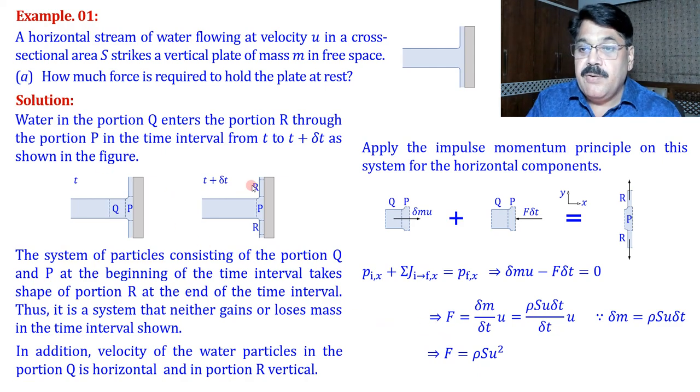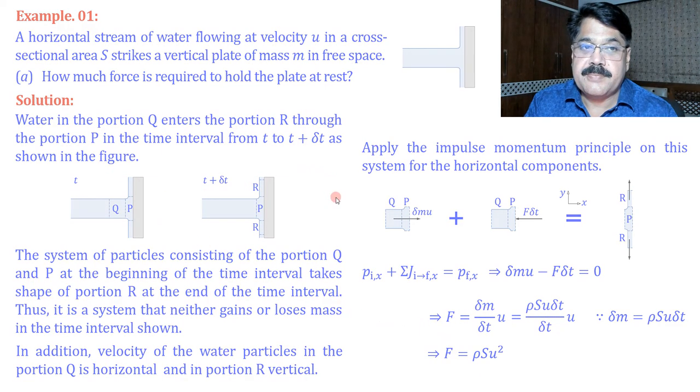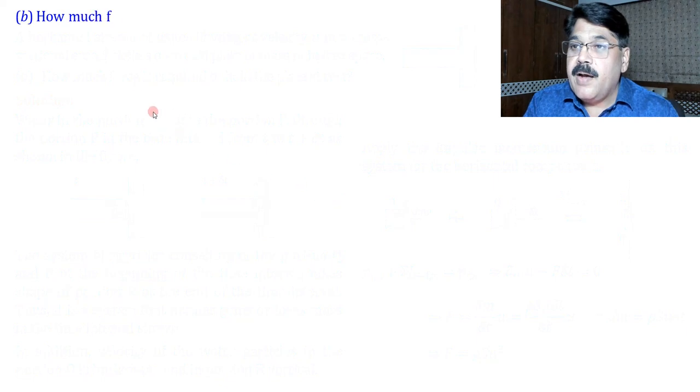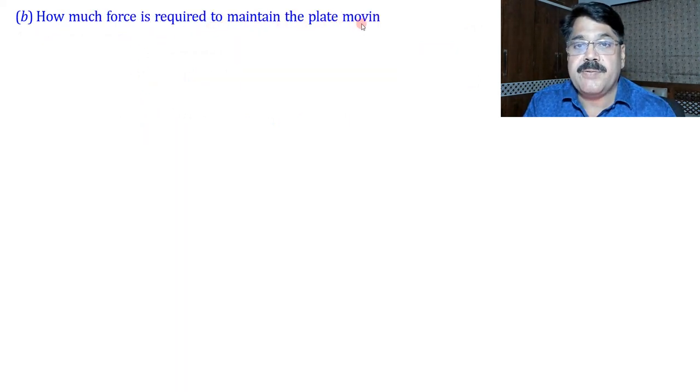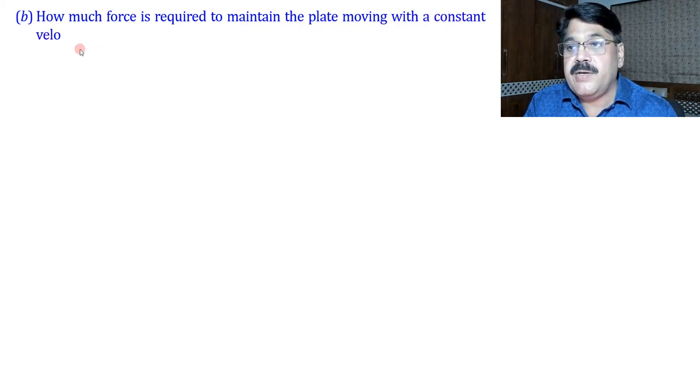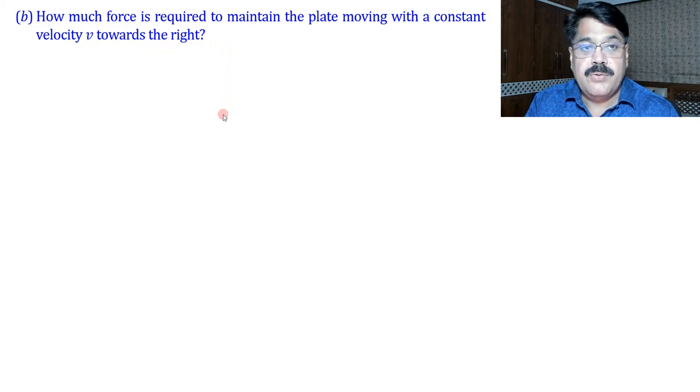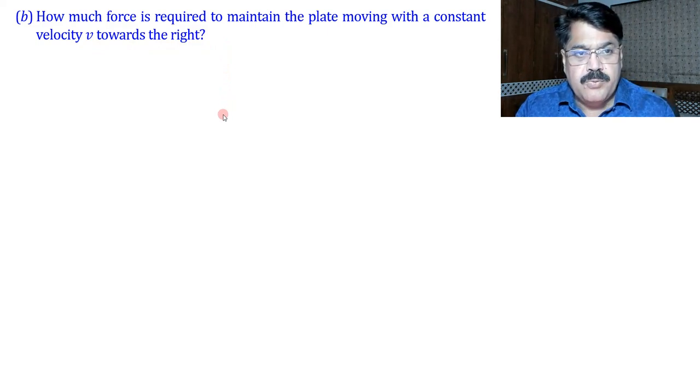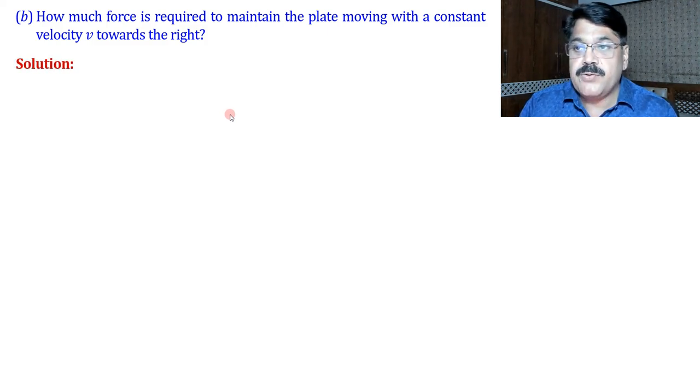Now let us see what is asked in B part. How much force is required to maintain the plate moving with a constant velocity v towards the right? So now we have to maintain the force in such a way that the plate must move towards right with a constant velocity v. So how we can solve it? Again we make the same strategy.